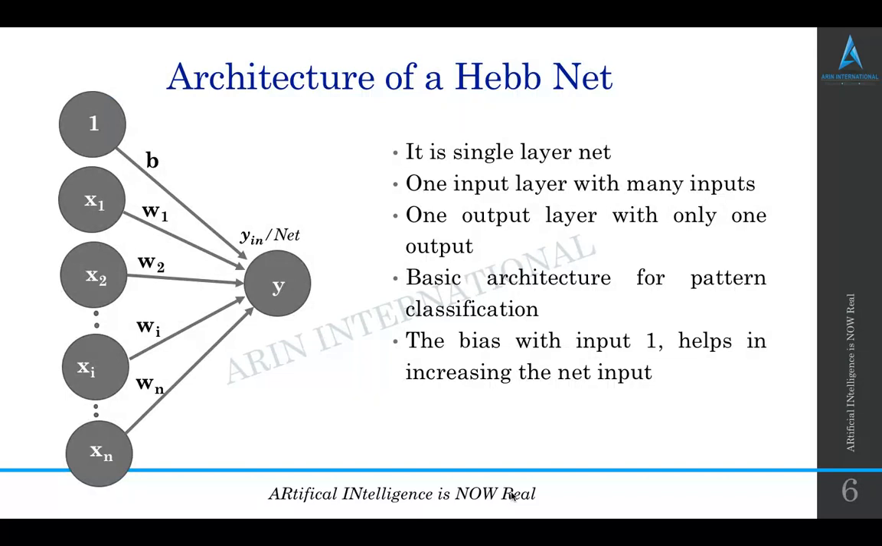Architecture of HebNet. As you can see, it is a single layer net. There is one input layer with many inputs, one output layer with only one output. The basic architecture can be used for classification. There is a bias with input 1 which helps in increasing the net input. So the inputs are from x1 to xn with weights w1 to wn respectively.